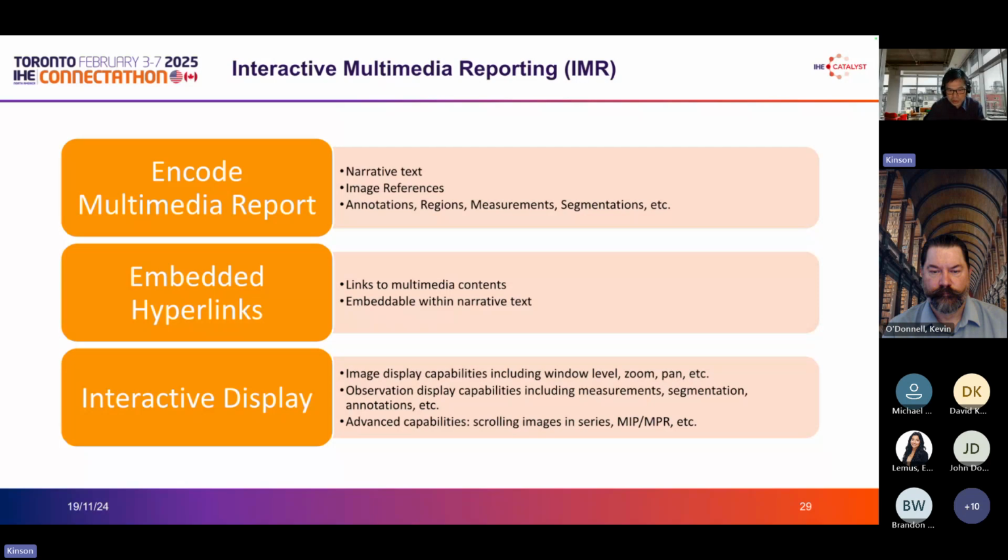It defines how those links should be defined and embedded within the narrative text so that the viewer can have interaction with the report. And last but not least is the interactivity. When you interact with the report, there are specific requirements on what capabilities you need to show the images, like how you can actually show the key images in a series and link to the original study, for example.